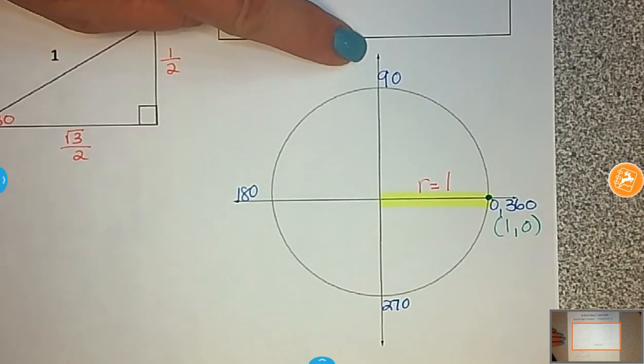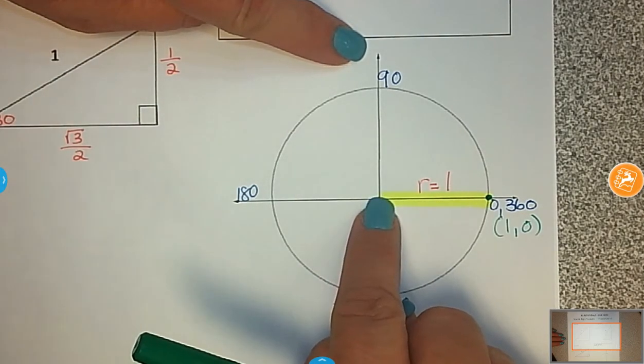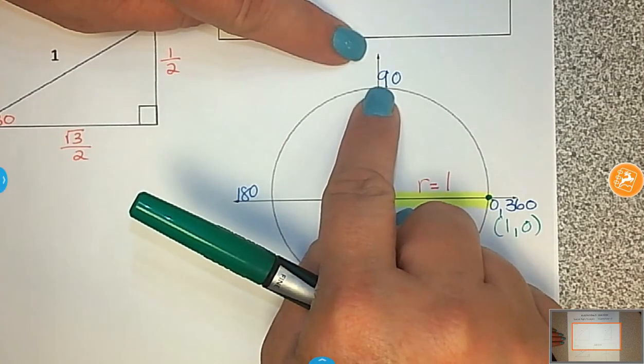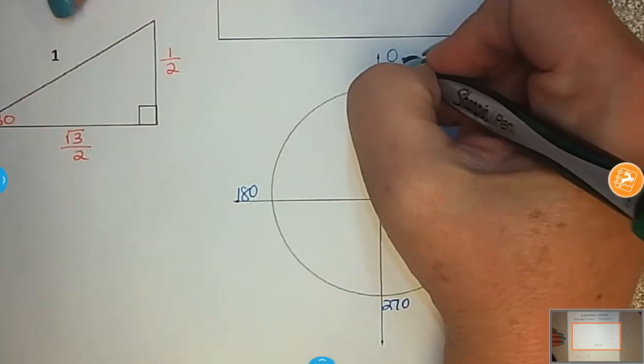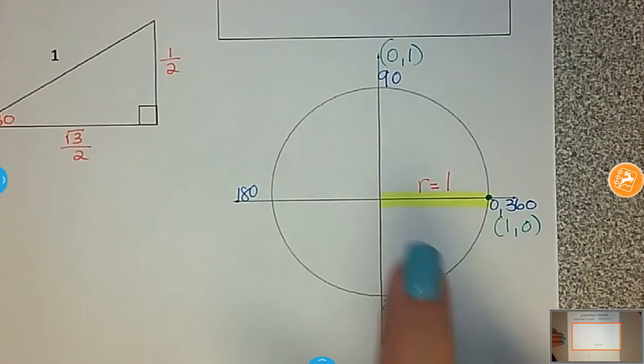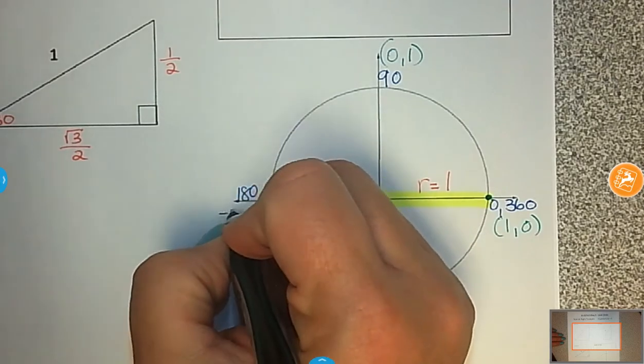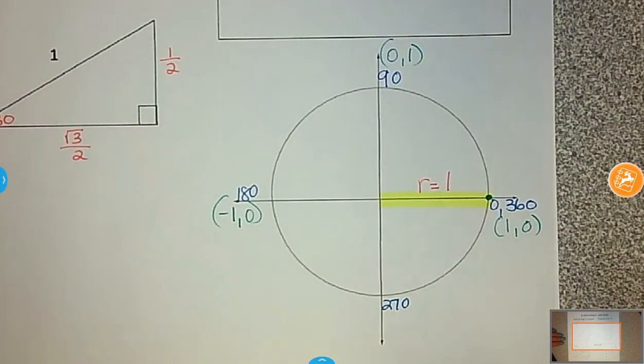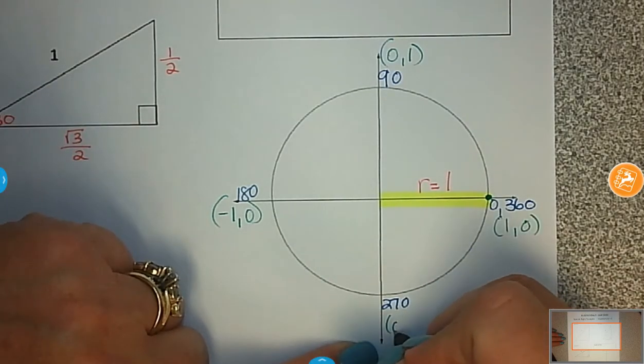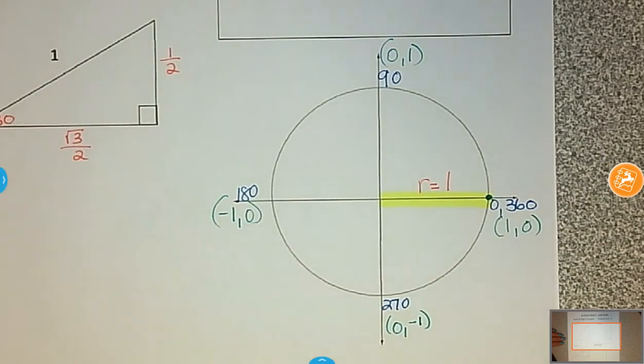If I want my ordered pair for 90, from the origin, I don't go left or right at all, but I go up 1. So that ordered pair is 0, 1. From the origin to here, I had to go left 1 and did not go up or down. That ordered pair is -1, 0. And from the origin down here, I went left and right 0, but I went down 1. So that ordered pair is 0, -1. Okay, you will need these values at the end of this lesson today.